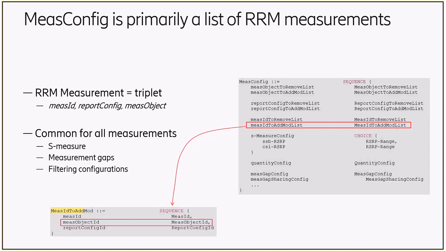And what I call an RRM measurement from a configuration point of view is basically a triplet. The triplet comprises a measurement identifier, a reporting configuration, and a measurement object. We will talk about these three later. On the right-hand side here, you see that in the meas config IE, you basically provide a list of measurement objects, a list of reporting configs, and a list of what we call meas ID to add/mod. To keep this simple, this add/mod thing is just a list of these triplets, basically.